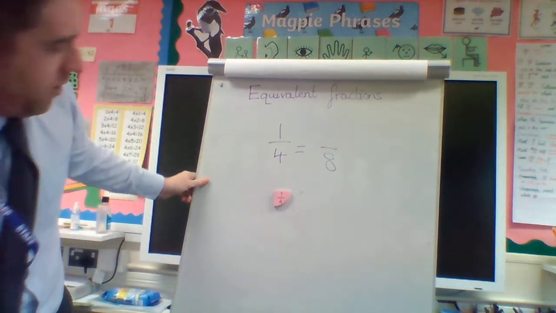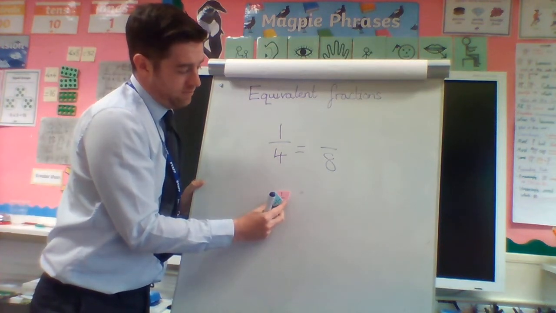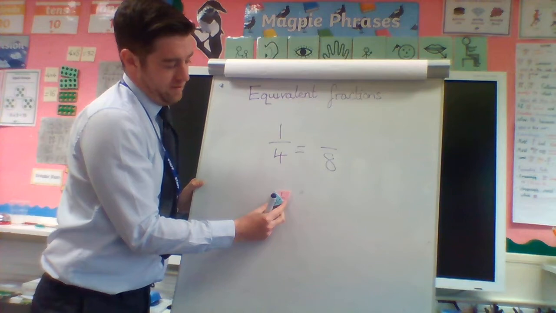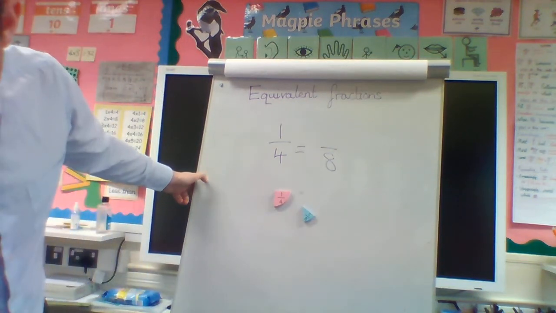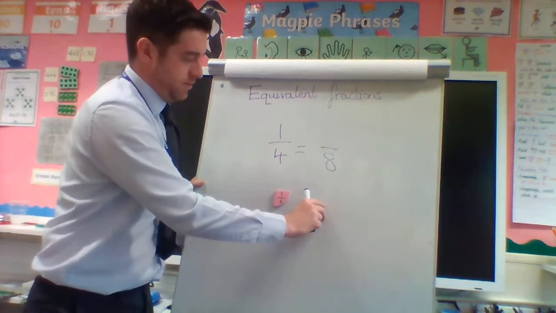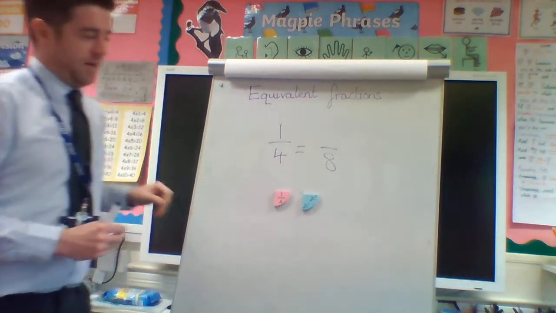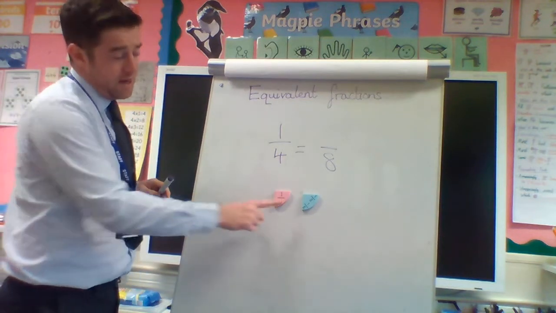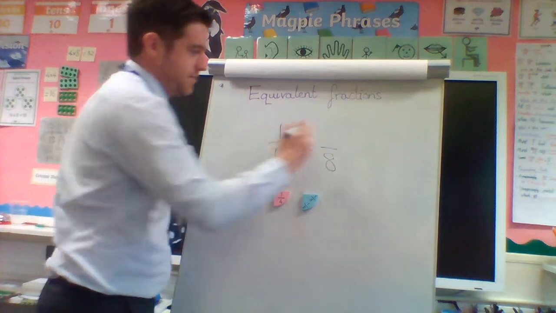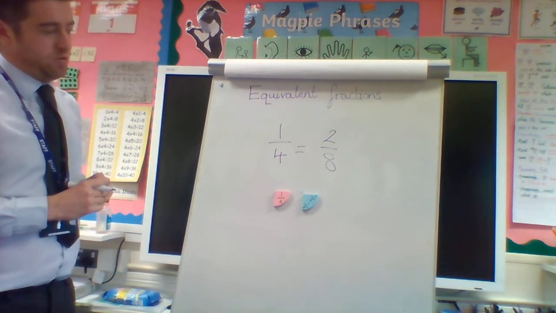So let's get 1/8. Now, as you can clearly see, that is not equivalent, okay? That is not an equivalent fraction, it's not the same. Maybe I'll get another 1/8. Oh, there we go. Can you see that they are equivalent? They are the same fraction. So 1/4 is the same as 2/8.